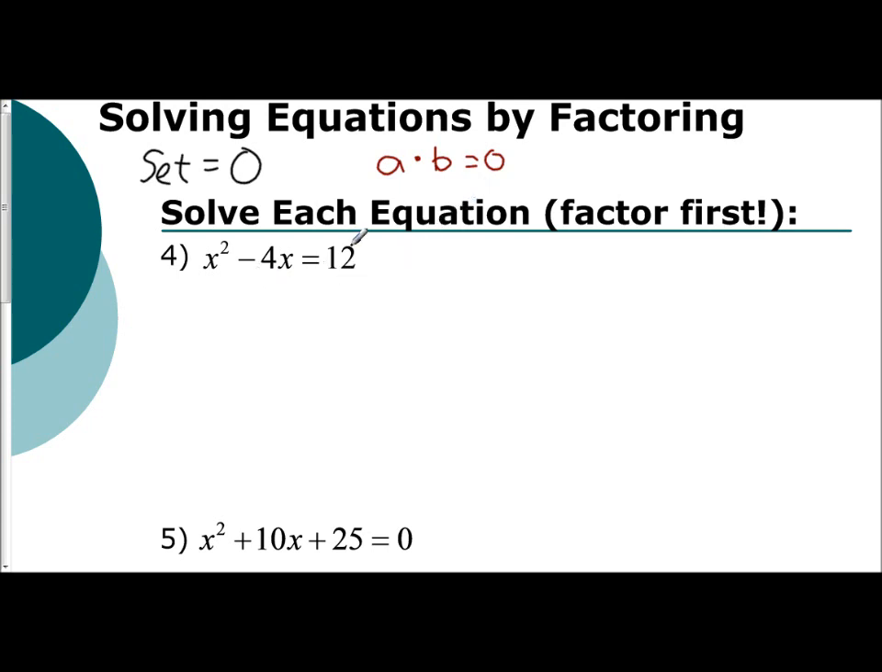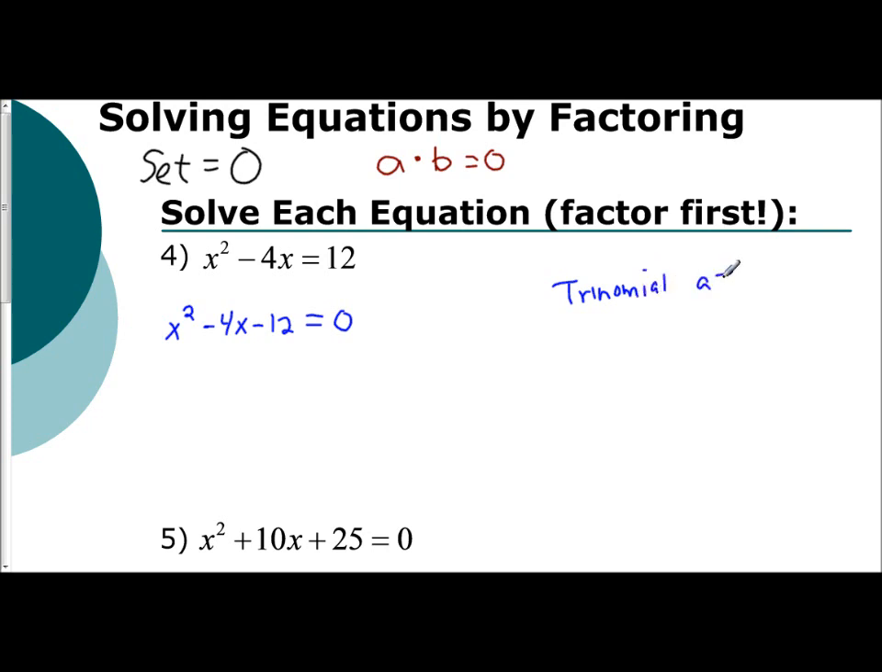So in this first example, x squared minus 4x equals 12. Well, I see equals 12. It needs to be equal to 0. So what I'm going to do is subtract 12 from the right side and the left side, which gives me x squared minus 4x minus 12. Now this is a trinomial. There is no GCF.